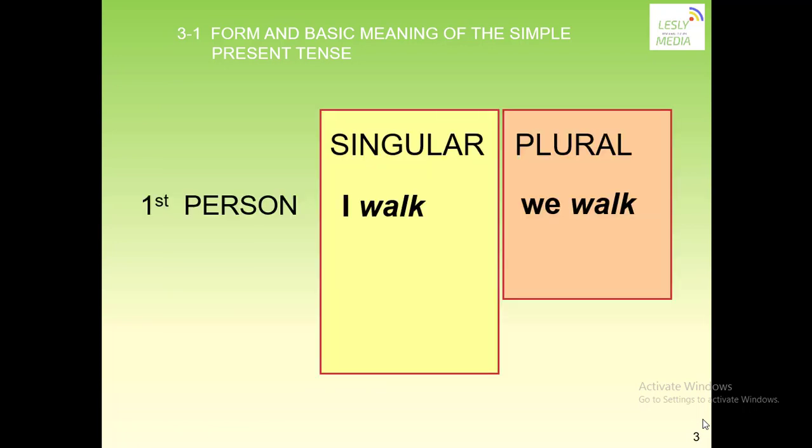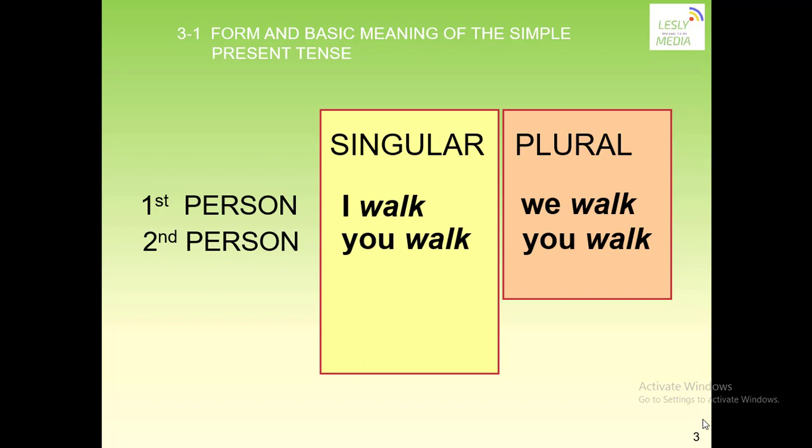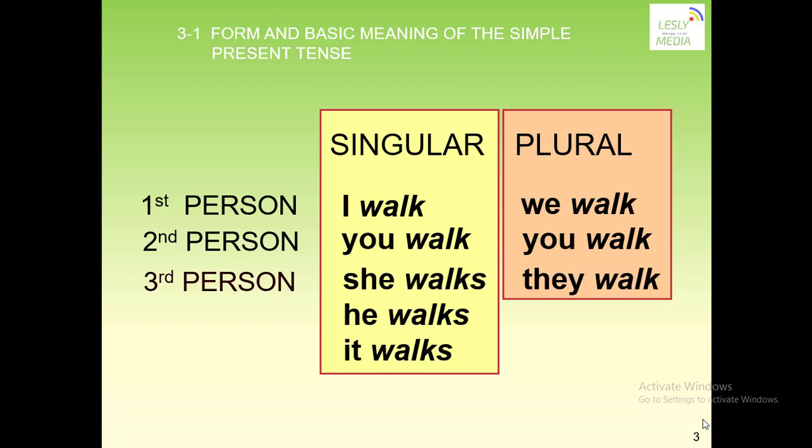If it is first person singular, the sentence will become like this: I walk. Next, for the plural, we walk. You walk. She walks. He walks. It walks. They walk. Can you see the difference? Okay, good. The difference is the verb ends with S when the subject is she, he, or it.